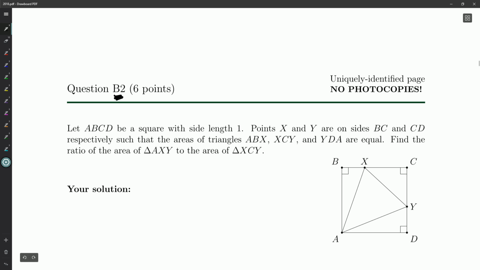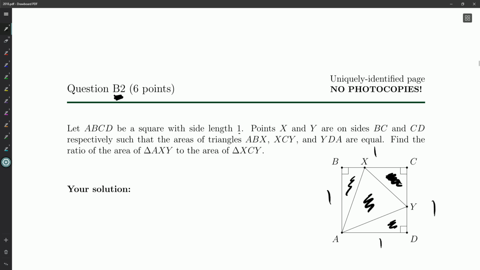Let ABCD be a square with side length 1. 1's all over the place here. Points X and Y are on BC and CD respectively, such that the areas of triangles ABX, XCY, and YDA are equal. So all these areas are equal. Kind of interesting. Find the ratio of the area of AXY to XCY.